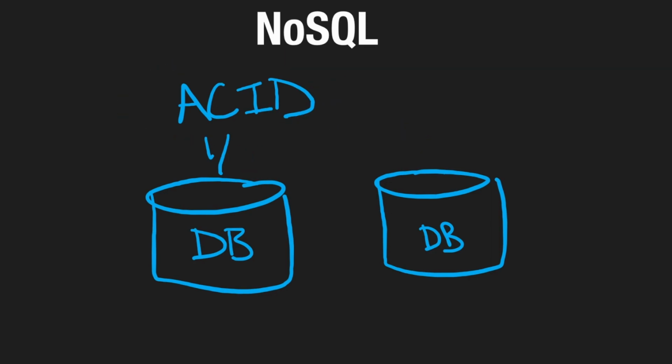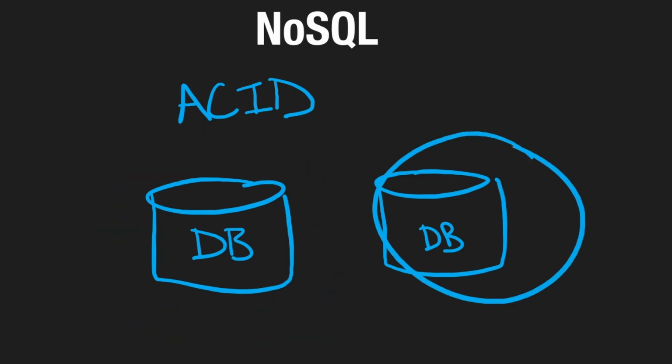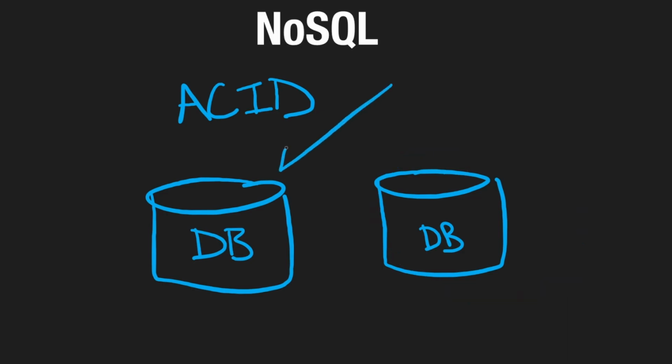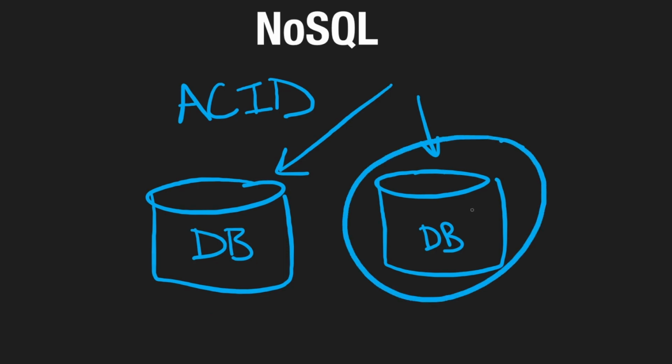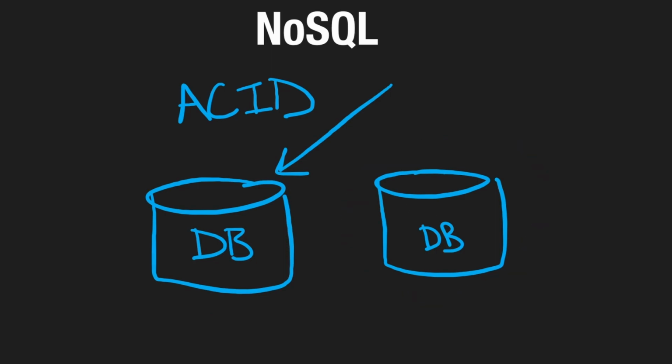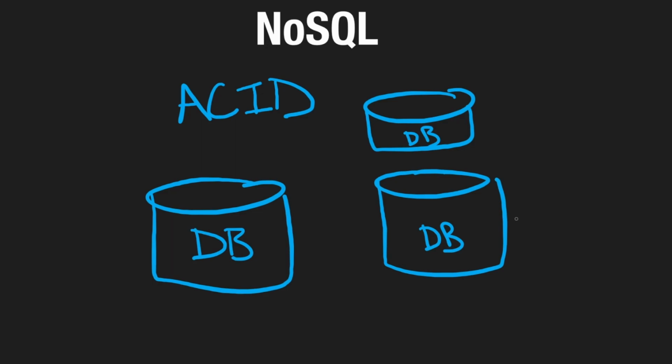NoSQL databases like document databases sacrifice ACID so that they can scale. Because when we split data, we can put half the data here and half the data there. We don't have any foreign key constraints to worry about, and we're probably not going to be doing joins between half of our data here and half the data there. So this allows us to split data into multiple nodes and horizontally scale the data. This is the major benefit of NoSQL.